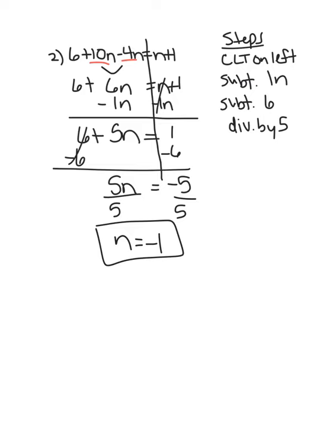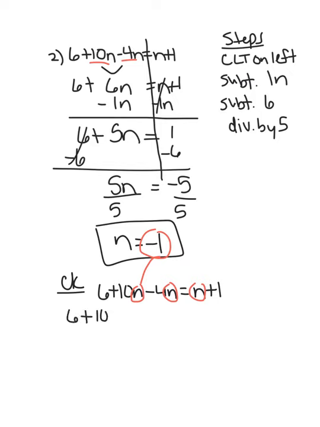Once you get your answer, then we got to check. So here, I'll go ahead and label my check this time. So I'm going to take the original problem, which is 6 plus 10n minus 4n equals n plus 1. And in place for the n, here, I'm going to put a negative 1 for those guys, and I'm going to put a negative 1 there. I'm not going to do any math, I'm just going to plug in. So I'm going to have 6 plus 10 times negative 1 minus 4 times negative 1.